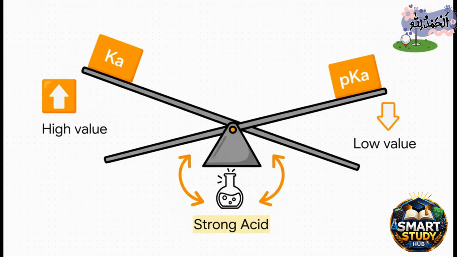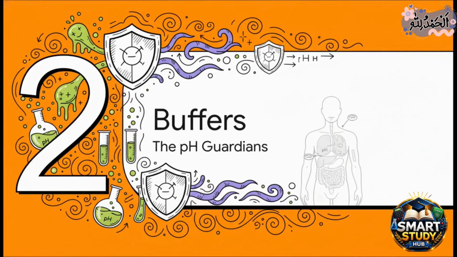Now, because those Ka numbers can get a little wild and awkward to write down, chemists have a little trick. They often use something called pKa instead. All you need to remember is that it's the total opposite of Ka. So a high Ka means a strong acid. But for pKa, a low number means a strong acid. Kind of like a golf score. The lower, the better.